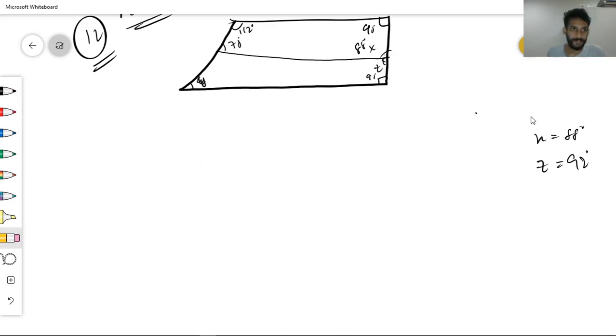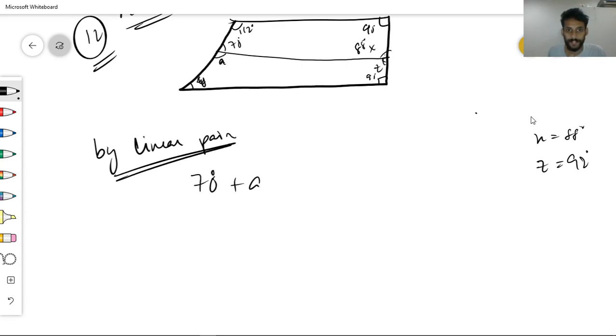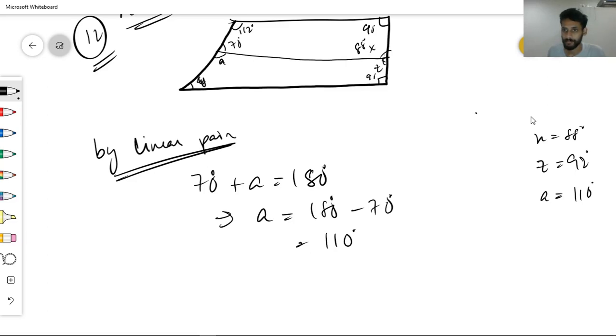Now similarly, also here let us take something as a. Okay, this is a. So now by linear pair again, 70 degree plus a is equal to 180 degree. So this implies a is equal to 180 degree minus 70. It will be 110 degree. Okay, so we also got the value of a, that is 110 degree.